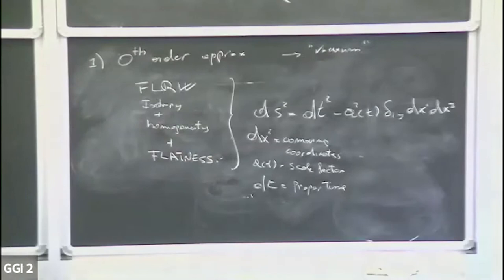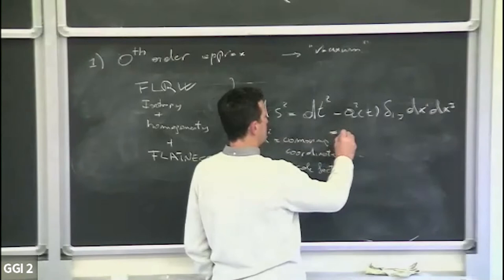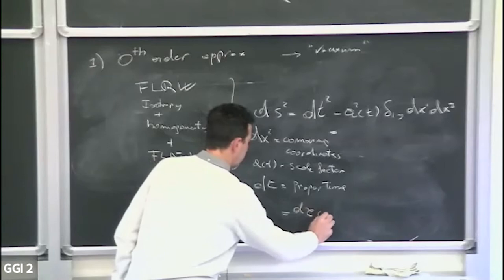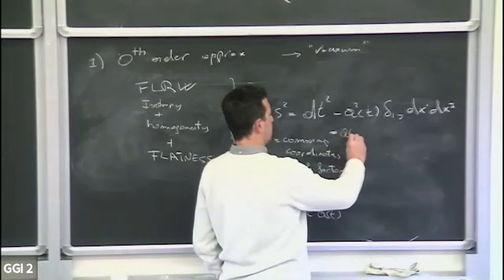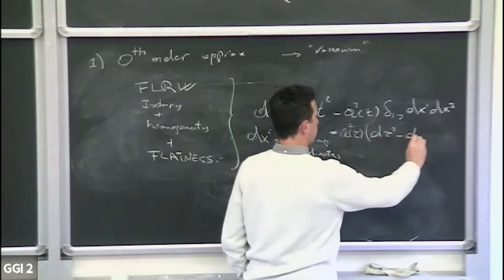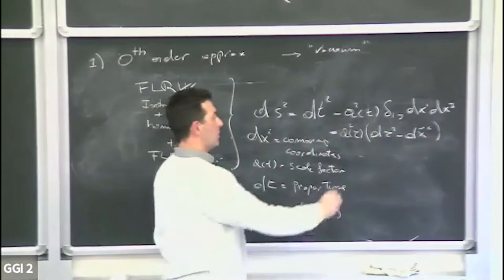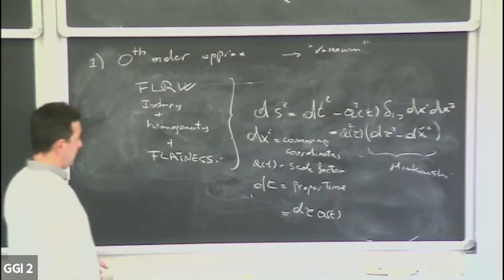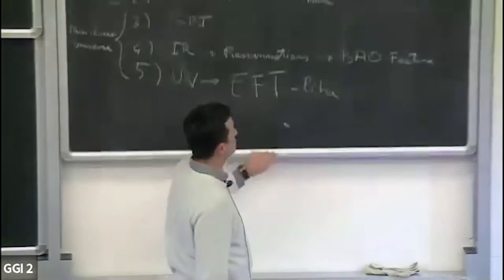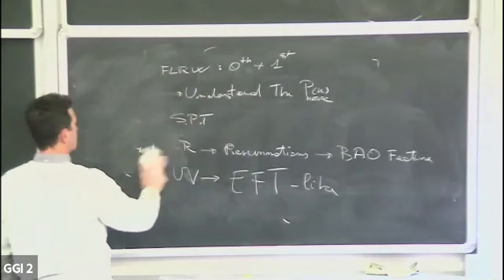I will not use the proper time, actually. What I will use is conformal time, which is defined in this way. It is the proper time divided by a. So in this way, my metric becomes extremely simple. It is just Minkowski times the scale factor. And this simplifies things, at least if you want to look at, for instance, space-time diagrams, and also if you want to look at equations.